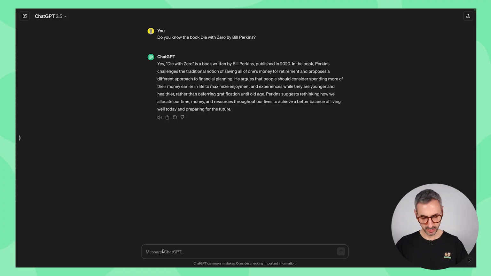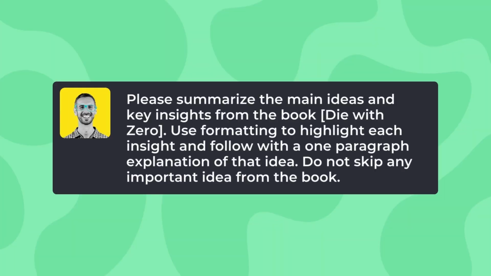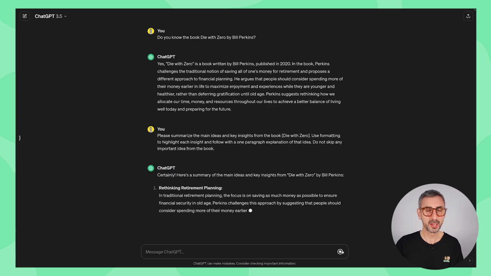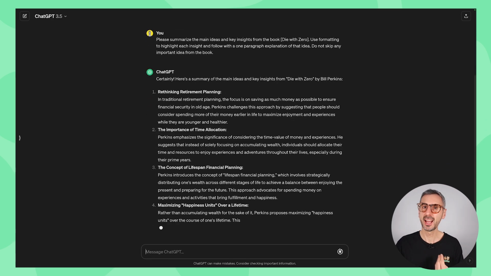And I'm going to be using this prompt right here to ask my first question. Please summarize the main ideas and key insights from the book. Use formatting to highlight each insight and follow with a one-paragraph explanation of that idea. Do not skip any important ideas from the book. All right, so here I'm just simply asking ChatGPT to summarize the main ideas and to clearly highlight them by using formatting.